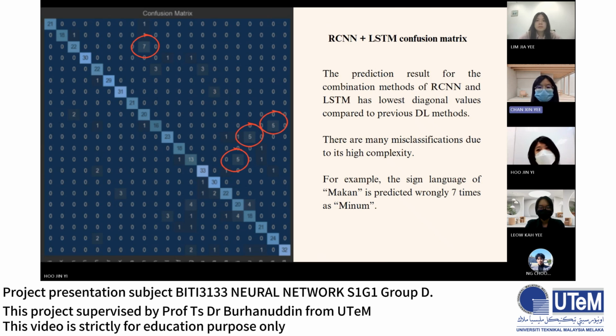Last is the RCNN plus LSTM confusion matrix. The prediction result for the combination method of RCNN and LSTM has the lowest diagonal values compared to the previous deep learning methods. There are many misclassifications due to its high complexity. For example, the sign language of Makan is predicted wrongly 7 times as Minum.